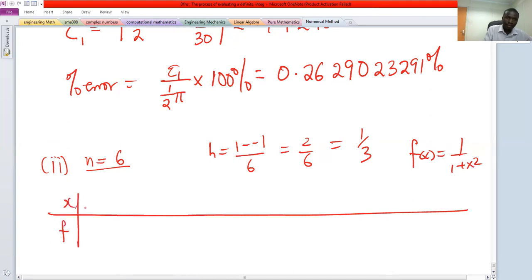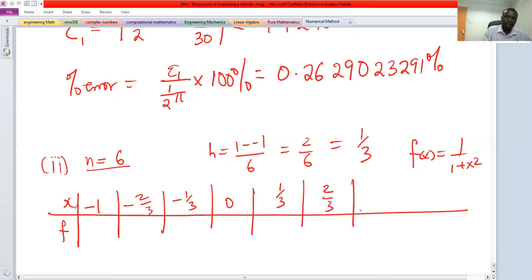x and f. So -1, add a third, you get -2 over 3. Add a third, you get negative a third. Add a third, you get 0. Add a third, you get a third. Add a third, you get 2 over 3. Add 1 over 3, you get 1.